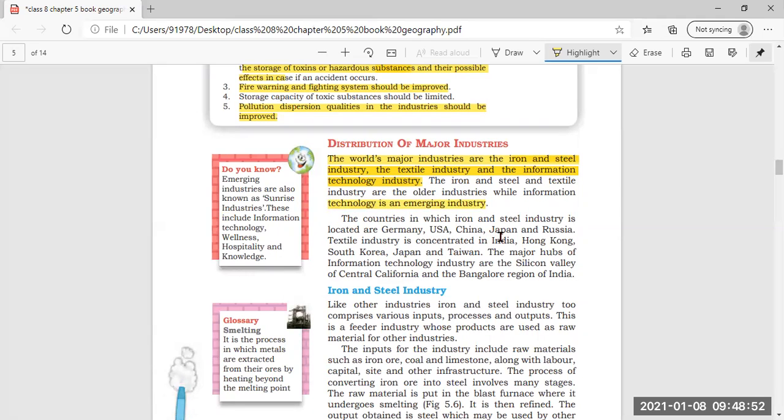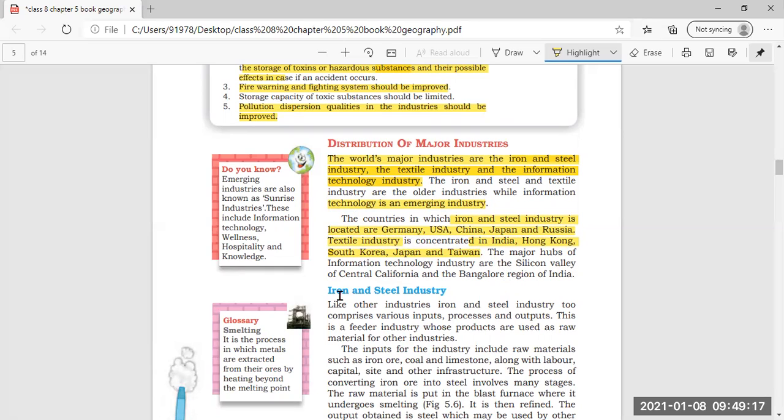The countries in which the iron and steel industry is located are Germany, USA, China, Japan, and Russia. And the textile industry is concentrated in India, Hong Kong, South Korea, Japan, and Taiwan. In these areas, textile industries are located.